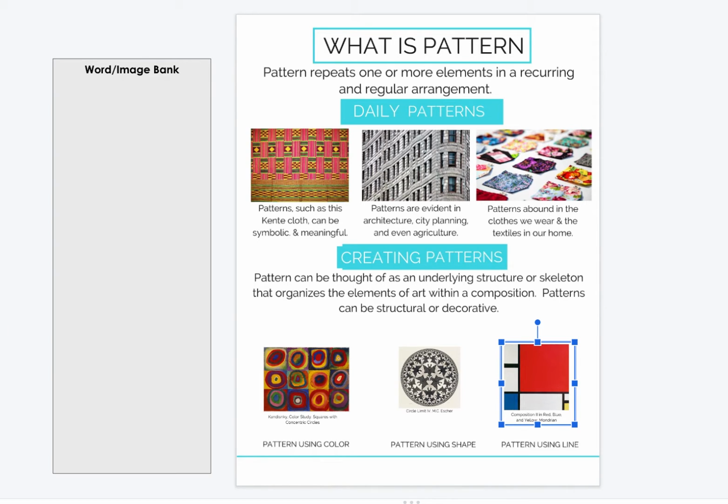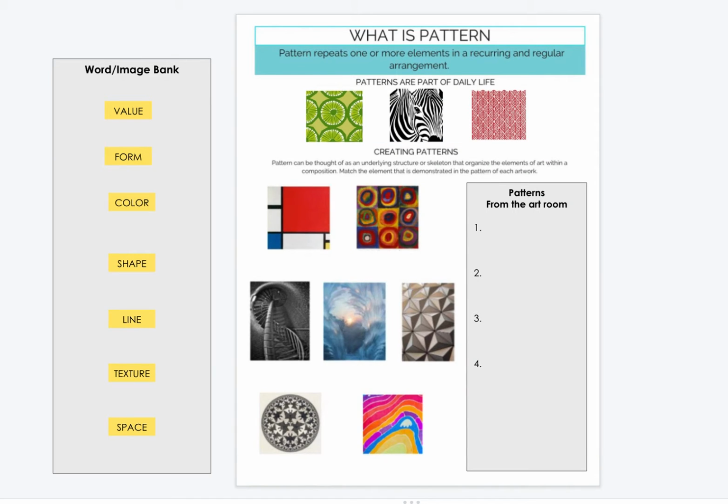All right, so let's now put this together. This one is going to be a little bit more challenging because you've got to really look and see what it is that they're repeating. Now here are examples of some patterns that we might see as part of daily life. It might be someone's tablecloth, a zebra.